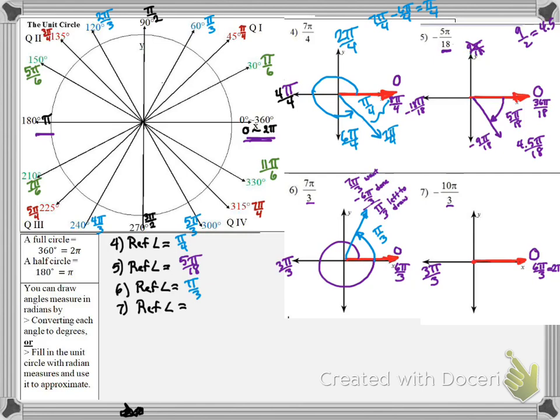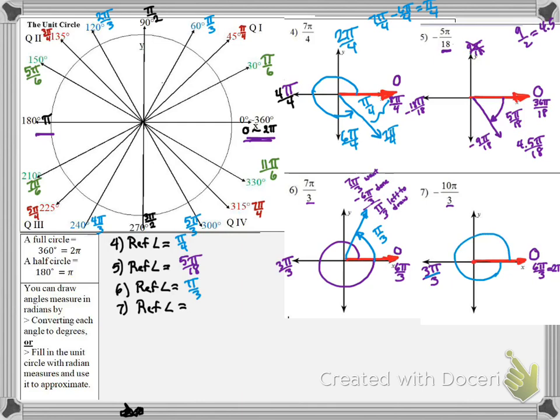Okay, last one here. Negative, so I'm going down first. 10 pi over 3, because it had a 3 on the bottom, I choose to make my pi into a 3/3 pi. And I'm going down. We decided if the pi is 3/3, then the full circle, the 2 pi part, is 6/3. I'm definitely going more than that. So I'm going to start with all the way around and see what else I have to do.